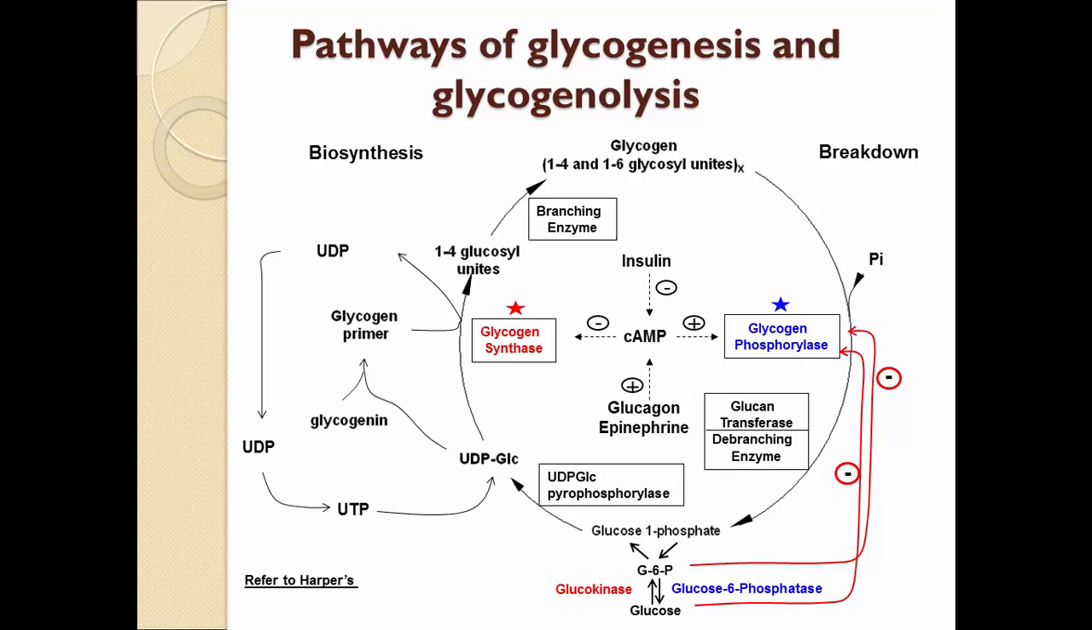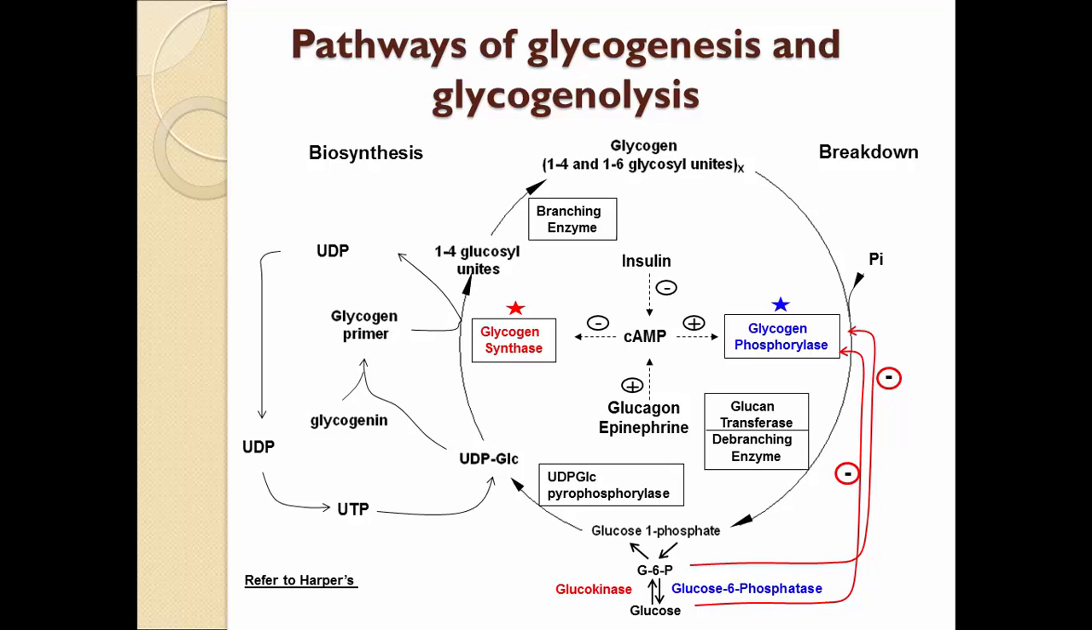We put two different pathways together, biosynthesis and breakdown of glycogen. On the left side, from bottom to top, is the biosynthesis pathway, right? And on the right, from top to bottom, is the breakdown pathway of glycogen. So if you look at the left side, let's focus on the biosynthesis pathway first.